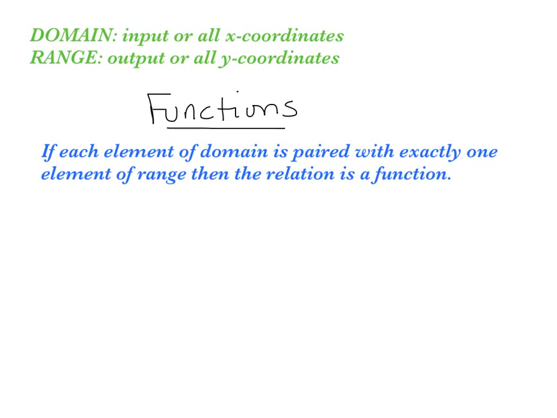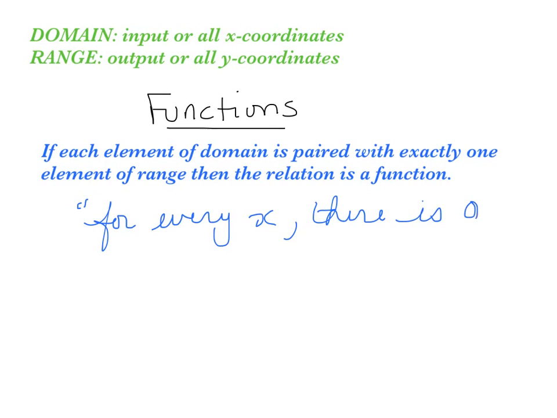Okay, if each element of the domain is paired with exactly one element of the range, then that relation is a function. So that's kind of a mouthful, and this is the way I think about it. I say, for every x, there is one y, and I mean exactly one y. And you'll remember when we say exactly one, we mean one and only one. So it can't be 0, it can't be any other number, it has to be a 1.